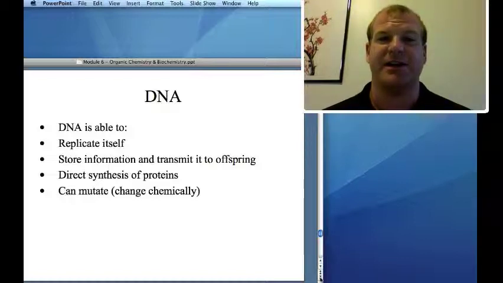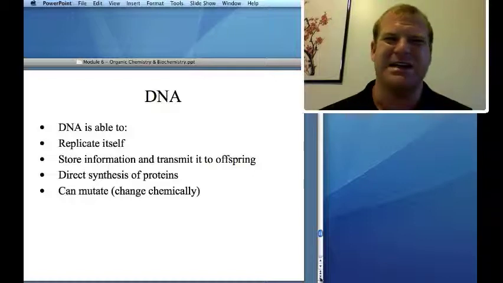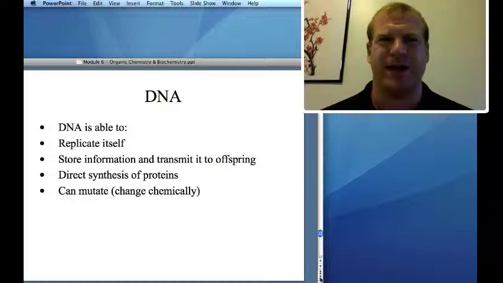So DNA contains the information on how to make proteins. And the proteins are the ones that do all the work. So DNA is kind of like the director in that sort. It says how to make the proteins, and then the proteins do the work. So it's not quite like a computer, but kind of, sort of. And DNA can also mutate, and that's how traits can change over time.